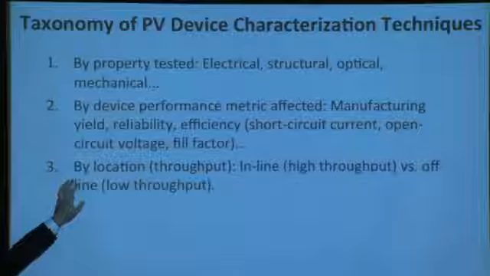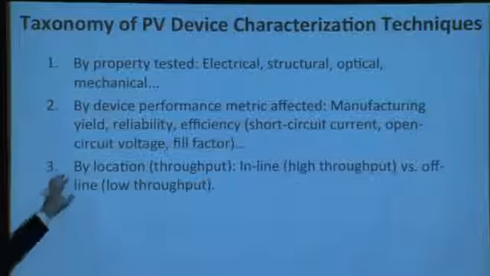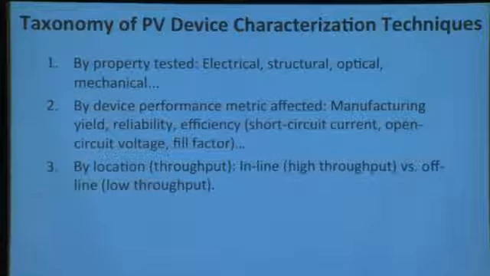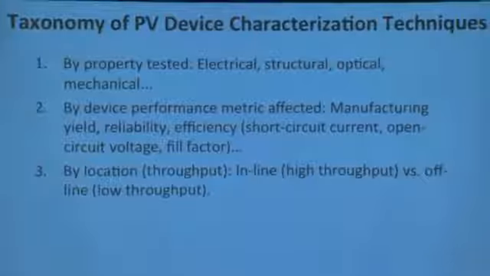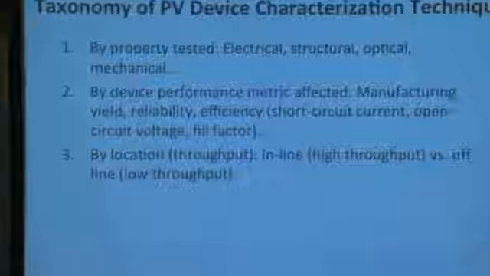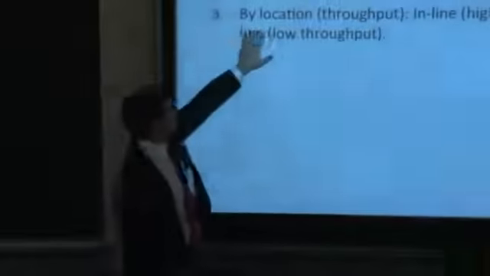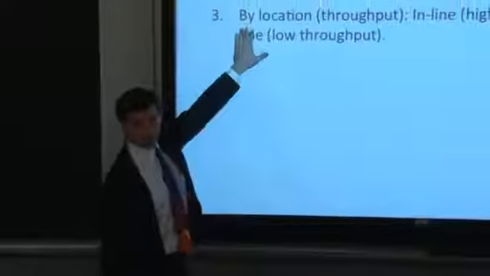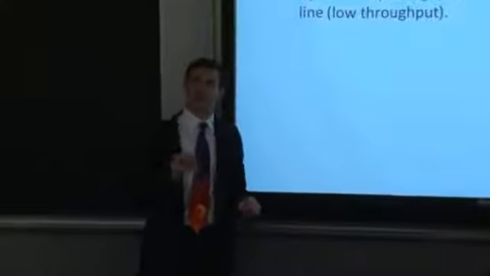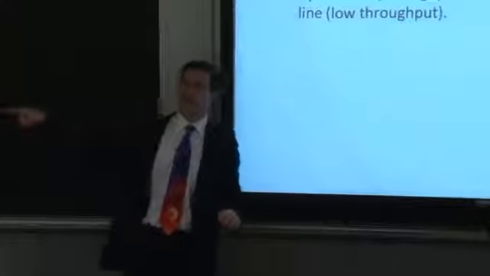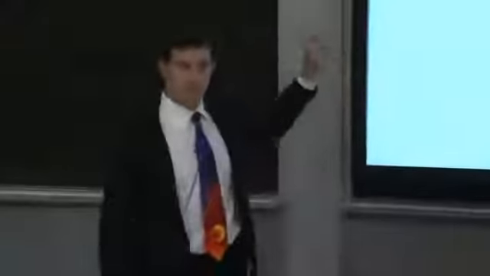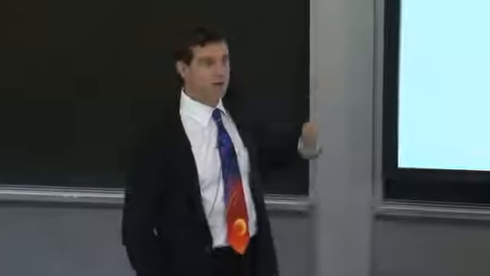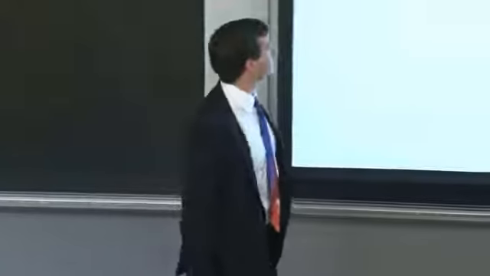Device performance metric affected, that addresses the efficiency point up here, and then by property tested, electrical, structural, optical, mechanical. So if you talk to somebody who works in a PV company, she will likely give you a breakdown based on number 3 right here. Okay, these are the techniques that we have in our inspection system, and those are the techniques that I have over there in the R&D lab. If you talk to somebody who is giving a fundamental course in material science, they're likely to pick part number 1, way up there, and give you the breakdown based on the properties that are probed.